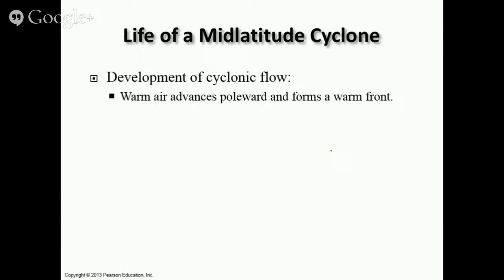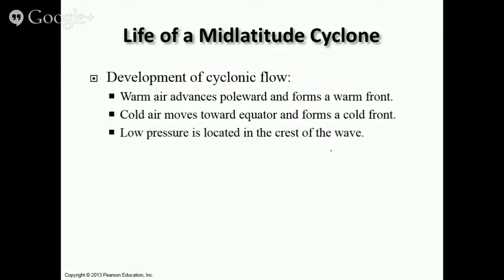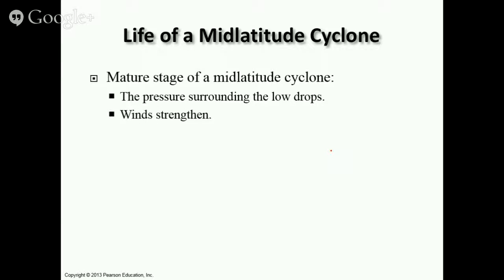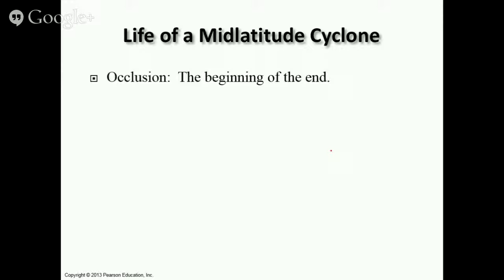So warm air will advance polewards. We've got that. Cold air moves toward the equator, and these are functions of pressure. Low pressure is going to be located in the crest of the wave. It's going to begin to make a counterclockwise circulation. Then we get into the maturation stage. The pressure is going to drop. That's why we have low pressure. The winds are going to strengthen. Frontal weather develops. Then we get the end of it here with occlusion.